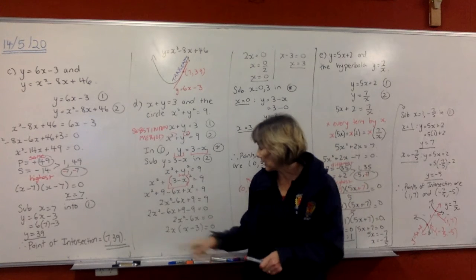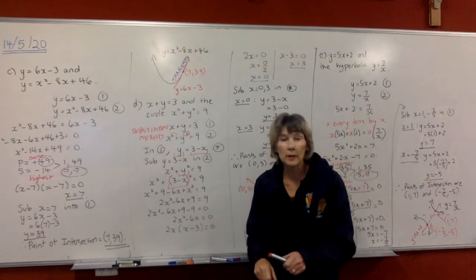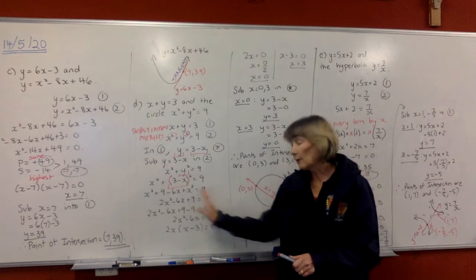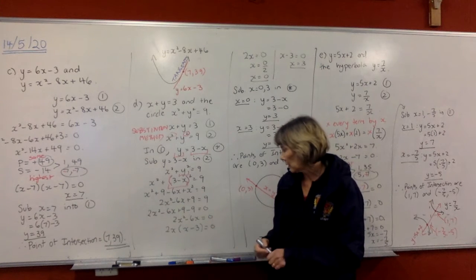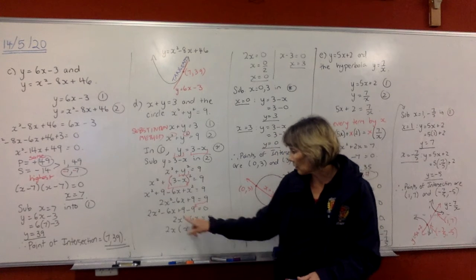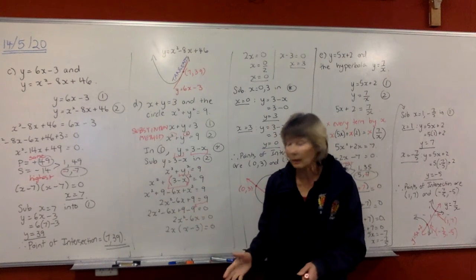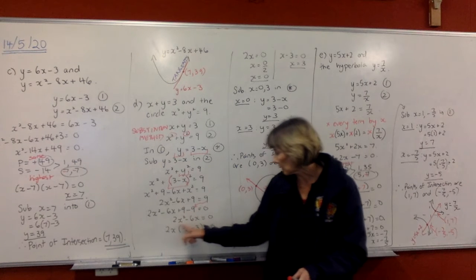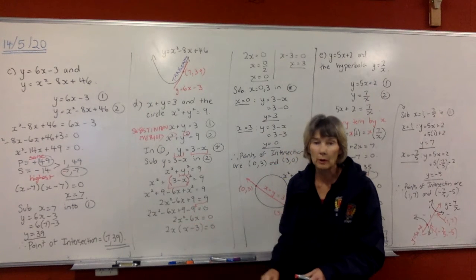So this is quadratic now. We've got a quadratic equation with that x squared there. So we're going to take everything to one side and make it equal to 0. So just move over that 9 to be minus 9. And collect your plus 9 minus 9 gives you nothing. So there's nothing there. So it's just 2x squared minus 6x equals 0.